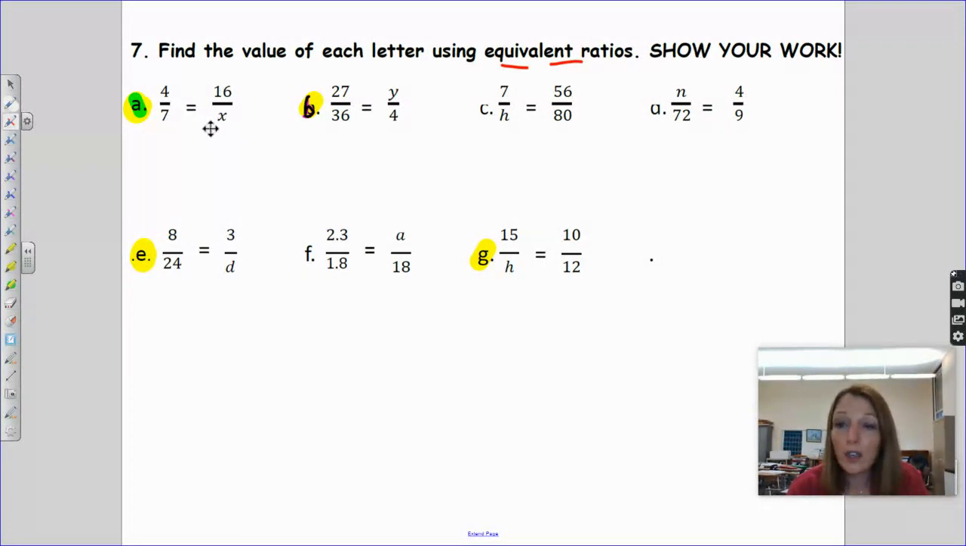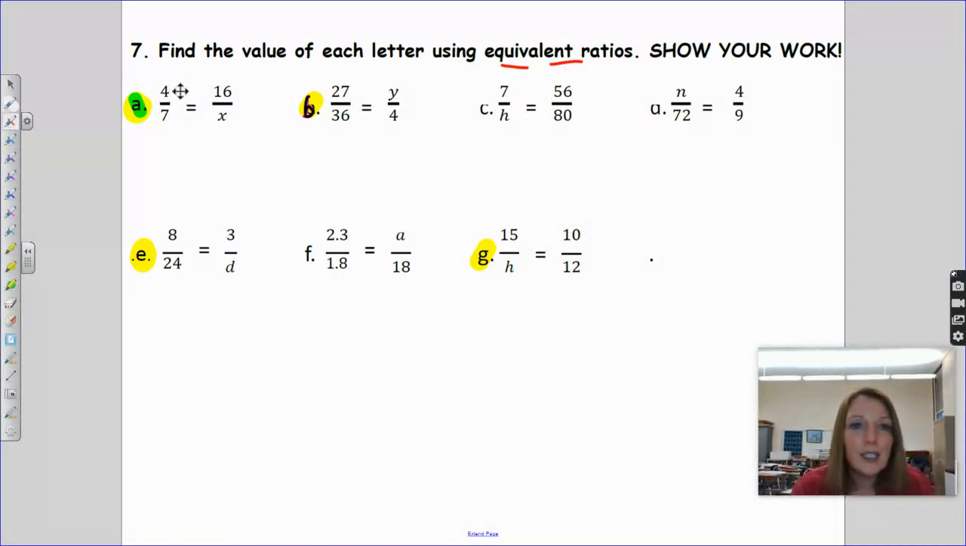Obviously, they don't look like they have the same numbers in them, but the relationship between the two numbers is the same, meaning that I could take both the numerator and denominator of one of the ratios and multiply or divide it by the same number to get the other ratio. That will make them equivalent ratios.